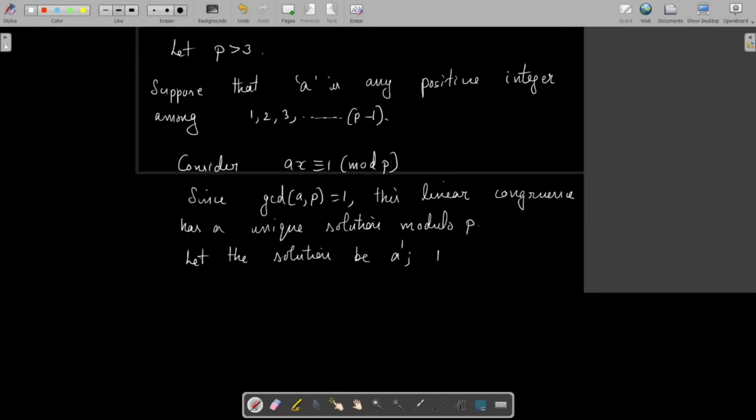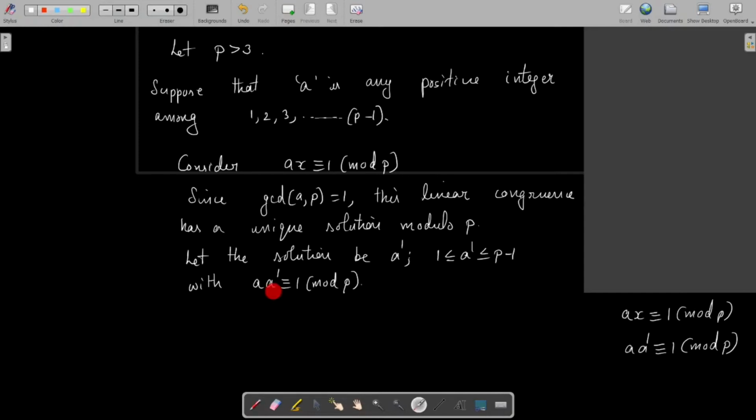Let the solution be A dash. And clearly this A dash will lie between 1 and P minus 1. So the solution A dash lies between 1 and P minus 1, and it satisfies the linear congruence A dash congruent to 1 mod P. And is it possible that this A dash equal to A? A is any integer we choose from the list of integers 1, 2, 3, etc. P minus 1, and A dash also lies between 1 and P minus 1. So A dash may be equal to A sometimes.